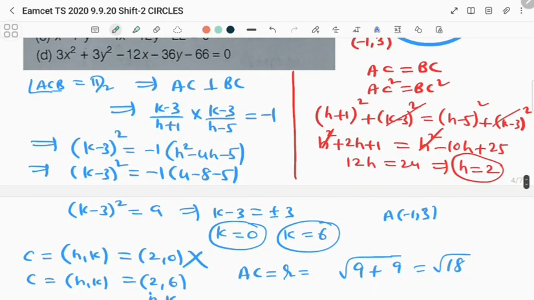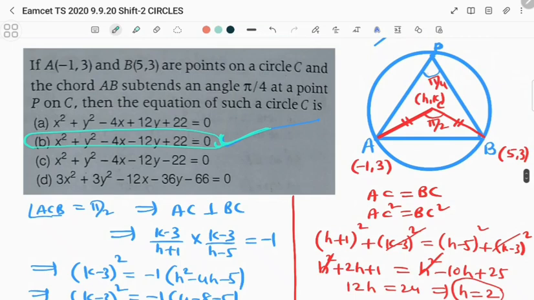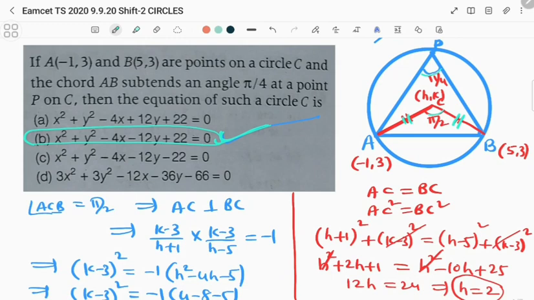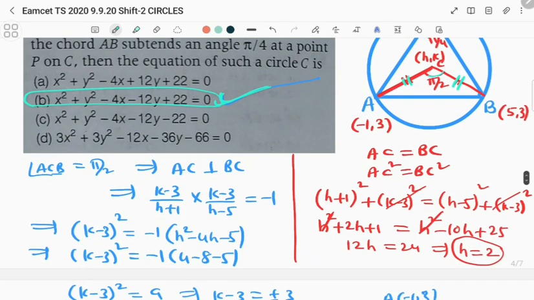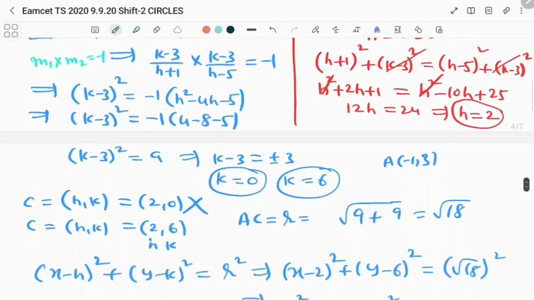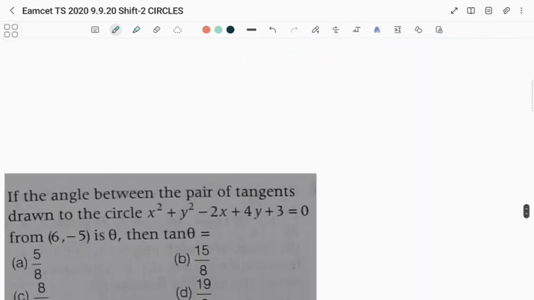Slowly you can understand, dear students. Here the concept is, whenever here pi by 4, this angle is double, pi by 2. These two are equal. Next, their right angle means triangle ACB is right angle, AC is perpendicular to BC. So M1 M2 is equal to minus 1, the concept we applied. M1 M2 is equal to minus 1. So now we will move to the next question.